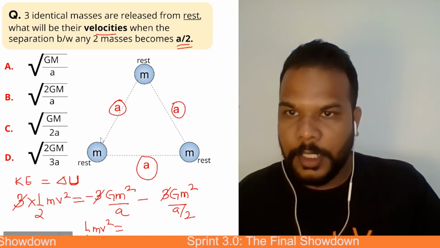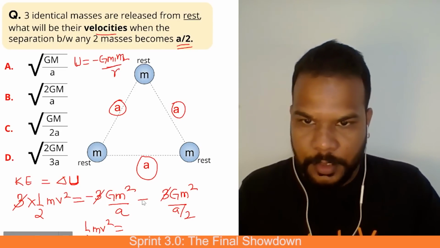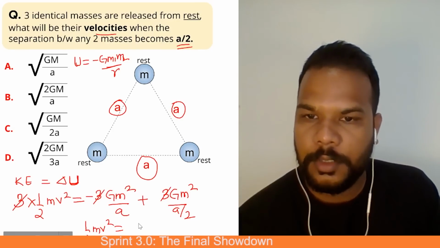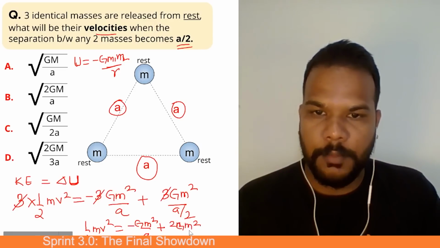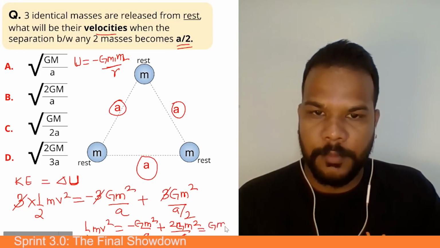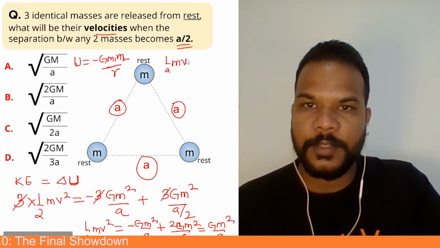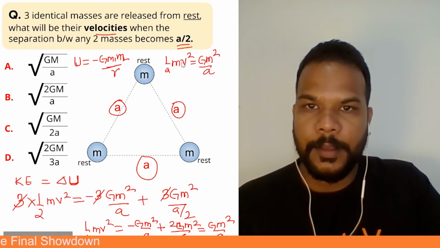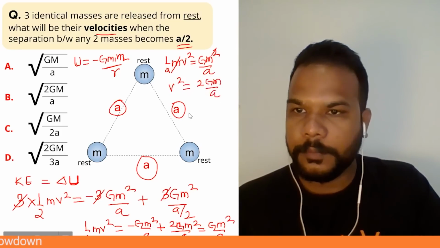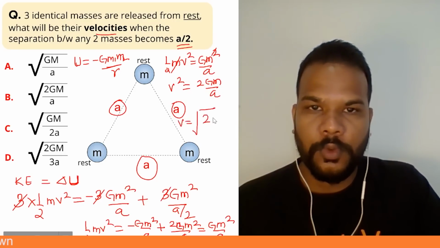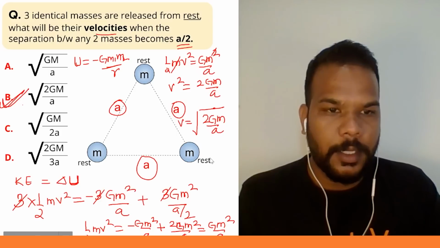Okay, mistake. That potential energy is minus GM1M2 by r. So the minus sign had to come here and this should have been plus. So this becomes minus Gm square by a plus 2Gm square by a. So this is Gm square by a only. Okay, so half mv square is equal to Gm square by a. M gets cancelled. V square comes to 2Gm by a. So V is under root of 2Gm by a. That is option B.